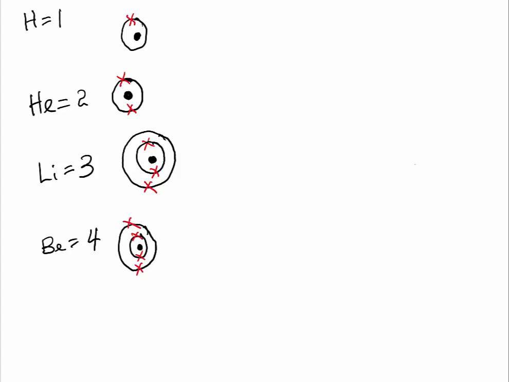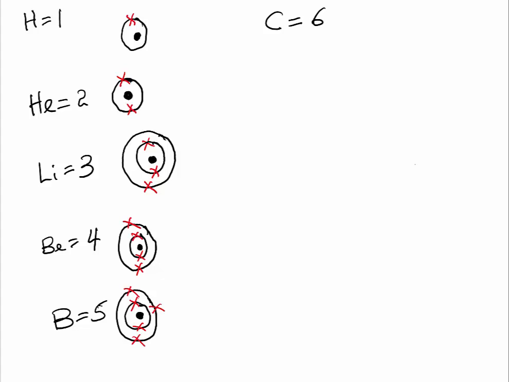Let us take a look at boron. Boron has 5 electrons. The first 2 electrons will be accommodated in the K shell. The remaining 3 electrons will be in the L shell.